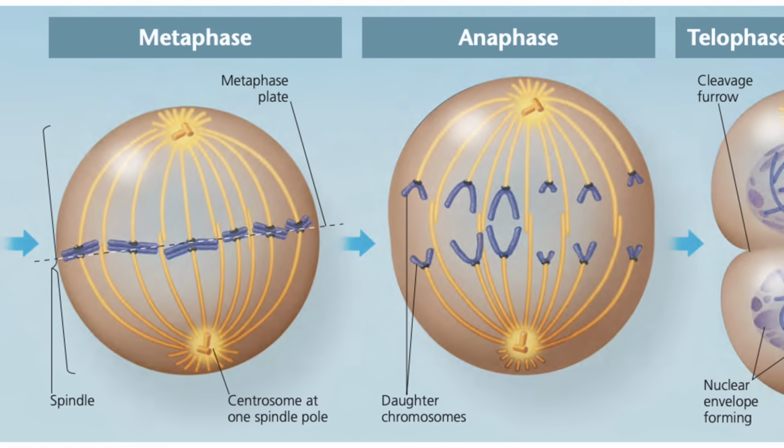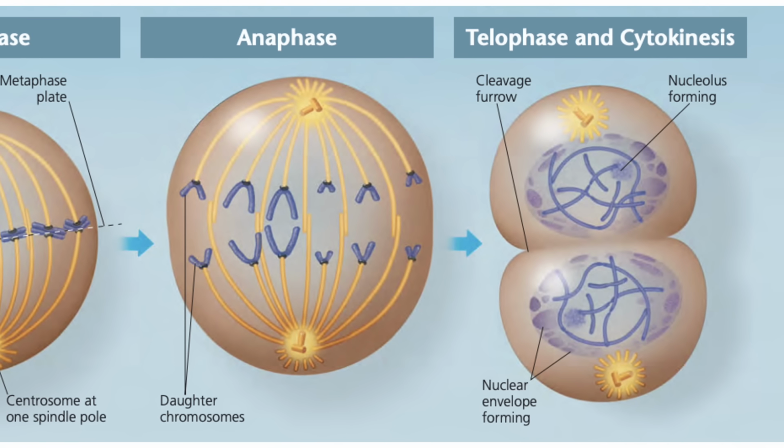But because of that single file line, the last 2 phases ensure that the exact same set of DNA is passed down to each of the daughter cells.